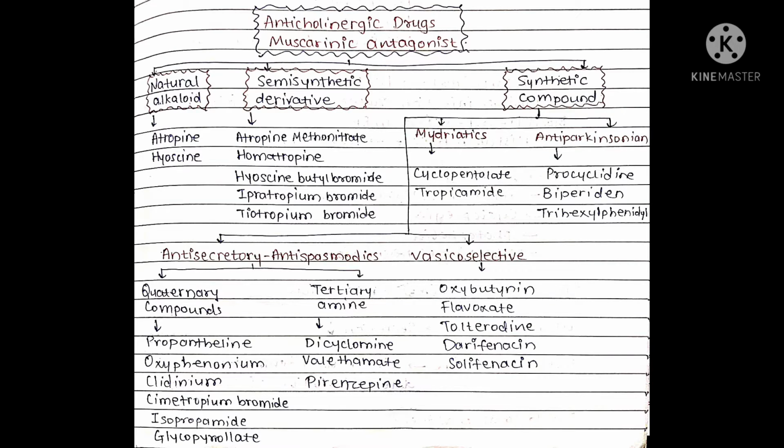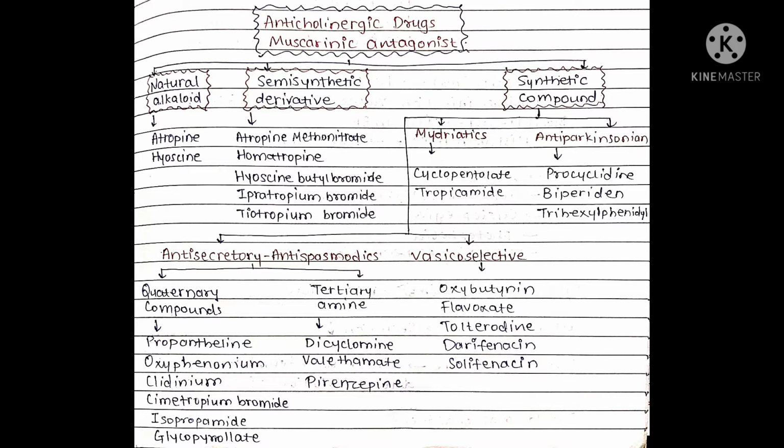Let's see the classification of anticholinergic drugs, that is muscarinic antagonist. These drugs are classified into three types: natural alkaloids, semi-synthetic derivatives, and synthetic compounds. Natural alkaloids include atropine, hyoscine. Semi-synthetic derivatives include atropine methonitrate, homatropine, hyoscine butyl bromide, ipratropium bromide, tiotropium bromide.